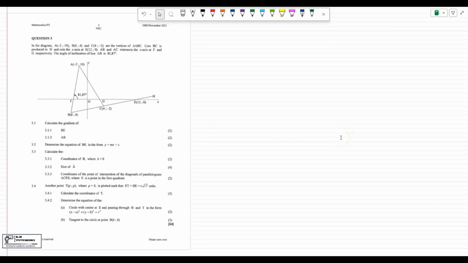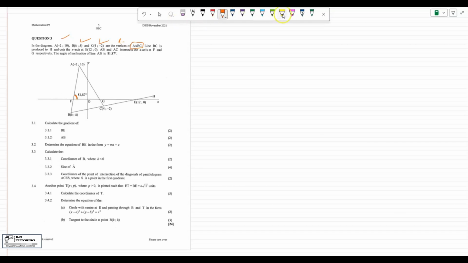All right. The problem statement for this question reads as follows. In the diagram, we've got point A, point B, point C, and they are the vertices of triangle ABC. Vertices means points. Line BC is produced to H, and lines AB and AC intersect the axis at F and G respectively. The angle of inclination is 81 degrees. So there is your angle of inclination.